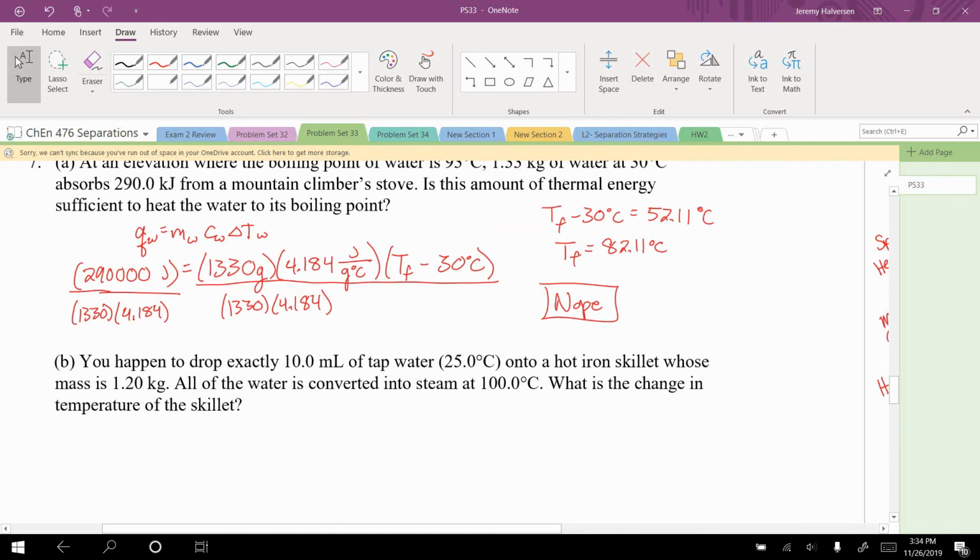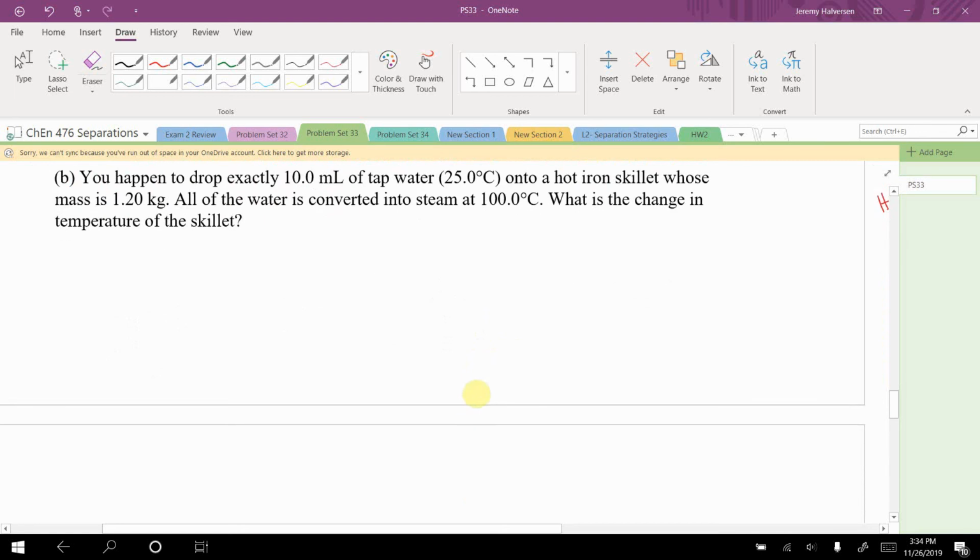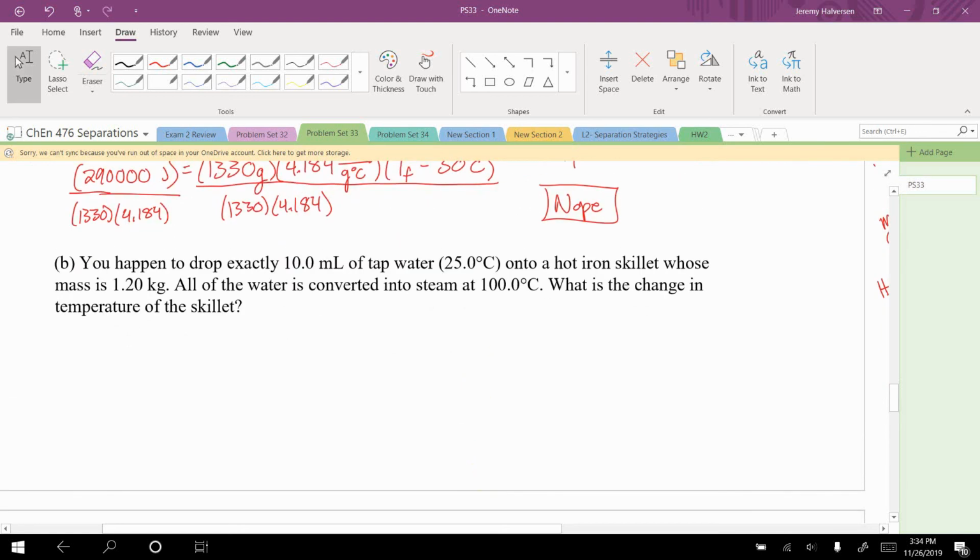All right, another problem. You drop exactly 10 milliliters of tap water onto a hot iron skillet whose mass is 1.2 kilograms. All of the water is converted into steam at 100 degrees Celsius. What is the change in temperature of the skillet? All right, I've got heat transferring from one thing to a different thing, so I know I'm going to have Q of my iron skillet equals negative Q of my water.